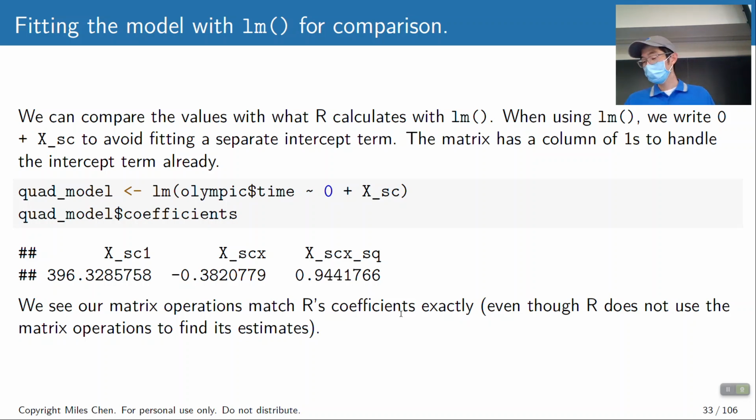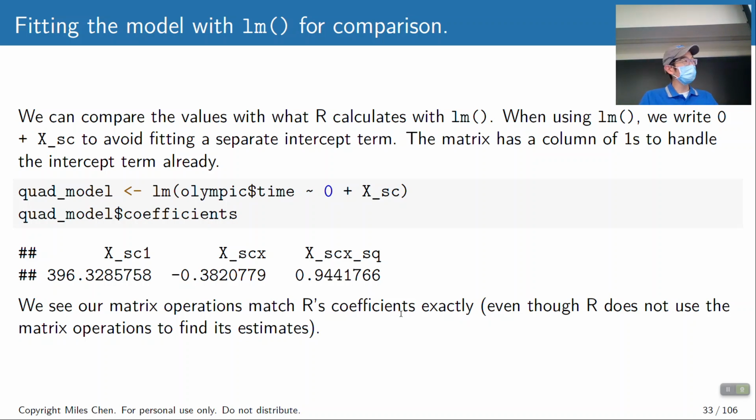Yeah, question? If you did not have the 0 there, and instead just extracted the 2 columns without the 1 column, would it produce the same output as well? Yeah.